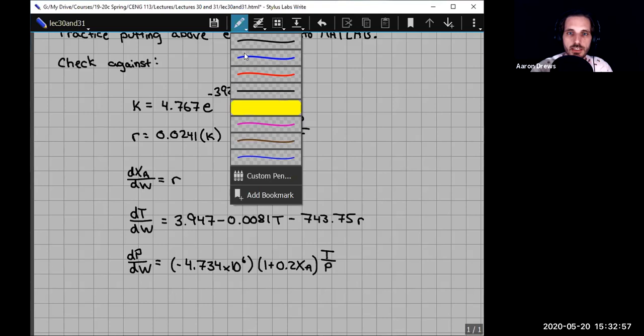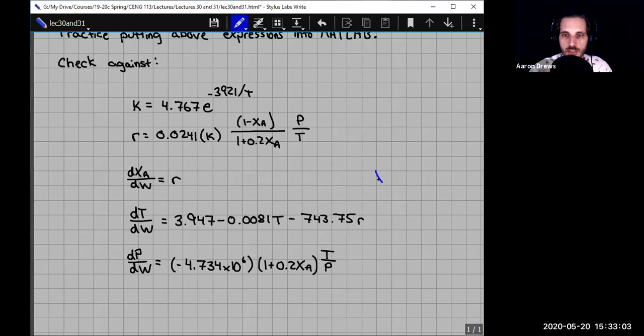So the base units that we've got inside of here can be indicated by our boundary conditions. So our boundary conditions here are that XA at 0 kilograms is equal to 0. So that tells you that W is in units of kilograms of catalyst. Our T at 0 kilograms, really kilograms of catalyst, is 500 K. And our pressure at 0 kilograms is 6 × 10⁵, right? So we're dealing with pascals here.